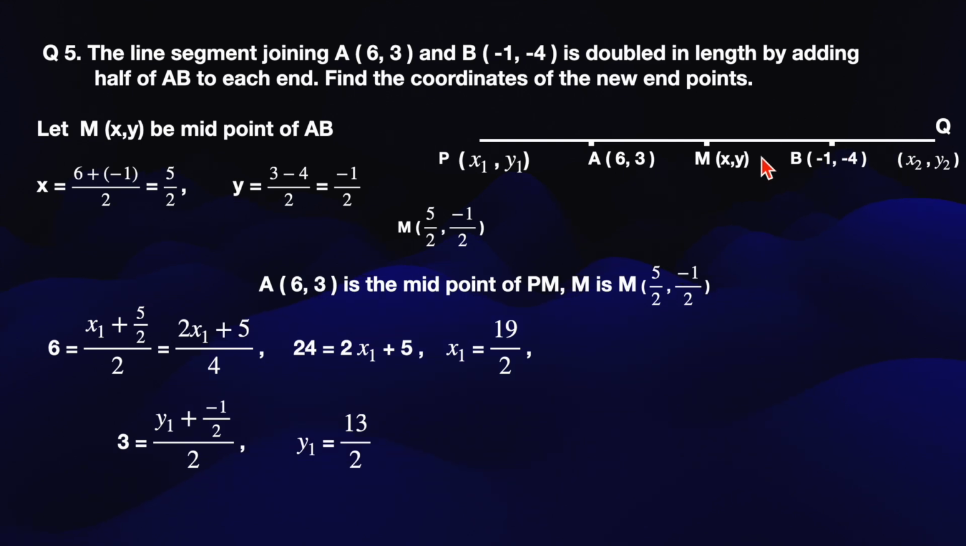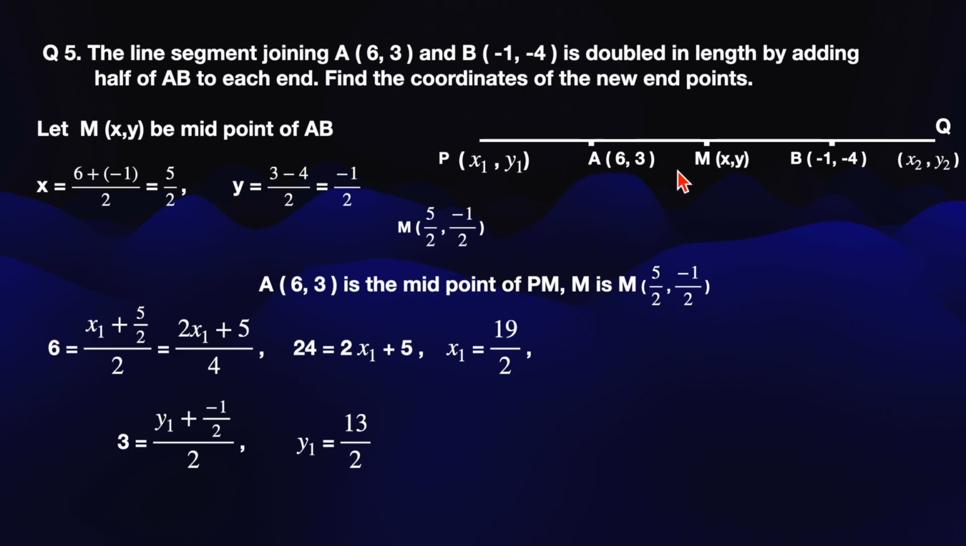Okay, now let's go to the sum again. So here let's first find out the coordinates of M(x, y), which is the midpoint. So we are going to use the midpoint formula. You know the midpoint formula, the coordinate x is equal to (6 plus -1) upon 2, comma (3 plus -4) upon 2. Simplify it, you get this midpoint coordinates, which is 5 by 2, comma -1 by 2. So you got this value. Okay, now take the line segment PM. A is the midpoint of PM.